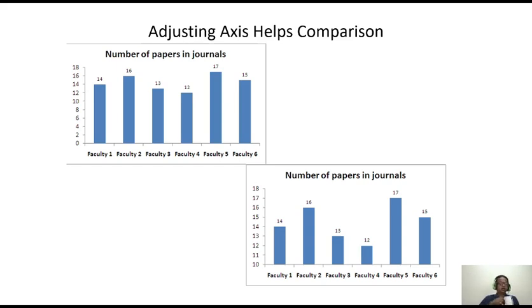Now you see here, if you look at this graph, then you see that the graph starts from 10 goes up to 14, 10 goes up to 16, 10 goes up to 13, 10 goes up to 12, 10 goes up to 17, 10 to 15. That means no one has missed, because all of them have got more than 10 publications.